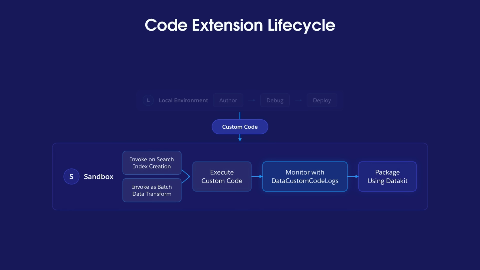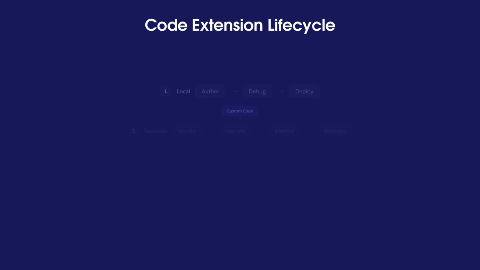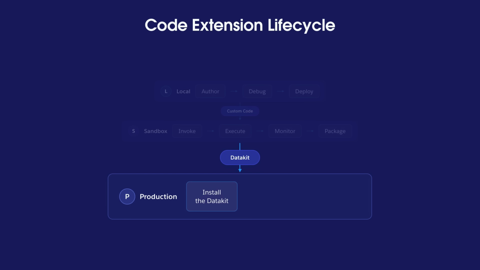Once you are happy with the results, you package the code extension using a Datakit, Data 360 metadata bundle, and then you deploy it to production, where you can monitor the custom code at scale. More about Datakits on the video linked in the description below.